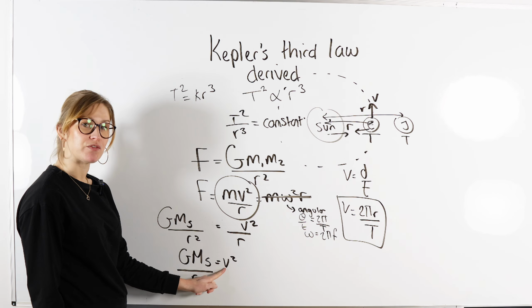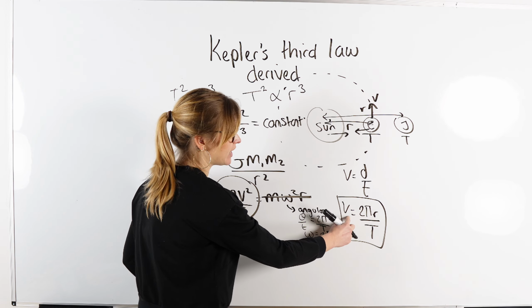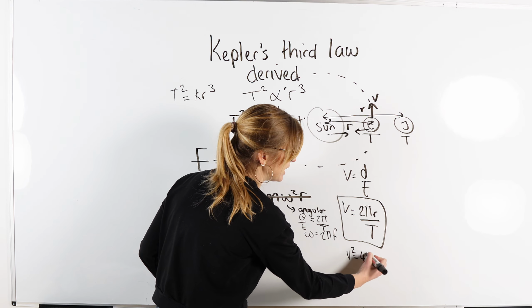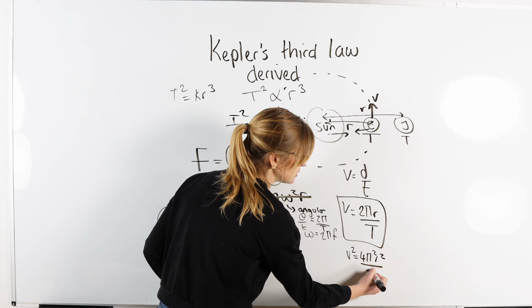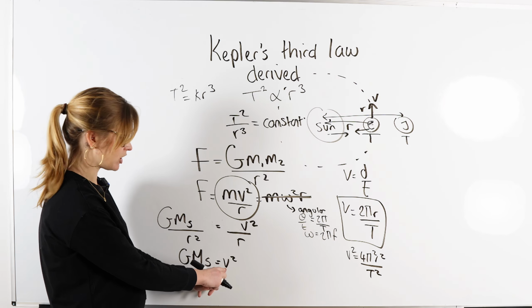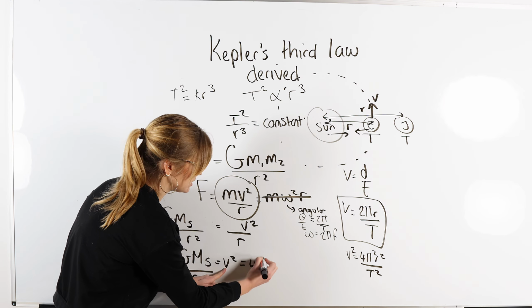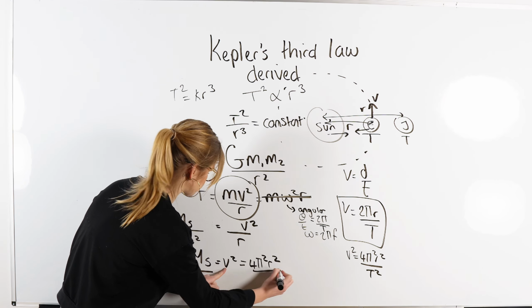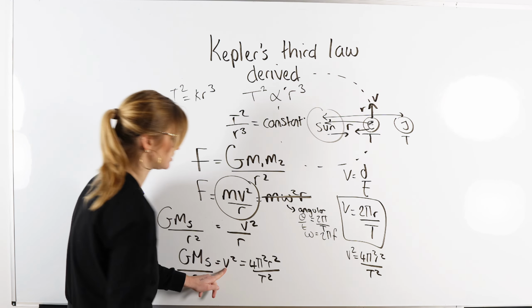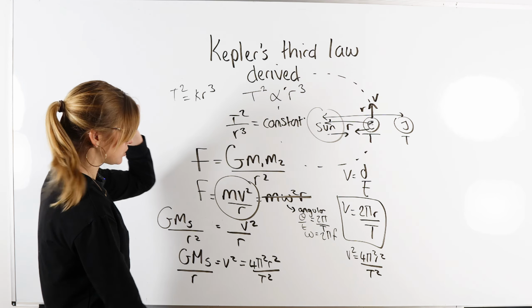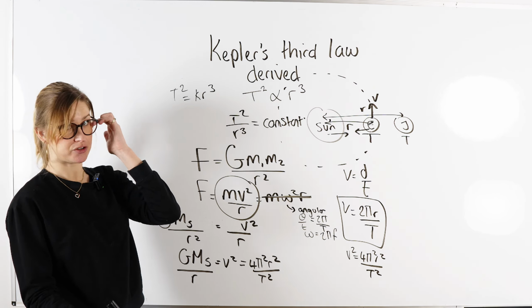Now I want to substitute in what v squared is. So over here, I know what v is. So I want to write what v squared is. It's going to be 4 pi squared r squared over t squared. So instead of v squared, I can write that as 4 pi squared r squared over t squared. So again, I want to prove that t squared is proportional to r cubed. So I'm going to have t squared on one side and r on the other side.